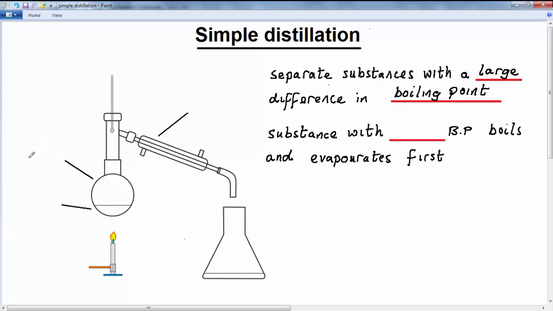We've got the flask here, which is containing the mixture. Now this mixture could be a solid dissolved in a liquid, or it could be a liquid dissolved in a liquid. We'll find a suitable example in a minute, and this part of the apparatus is known as the condenser.